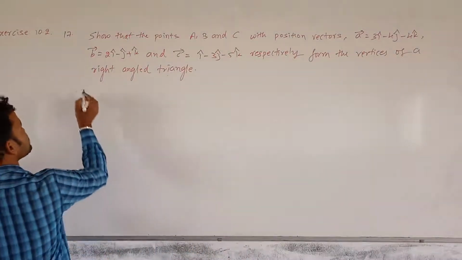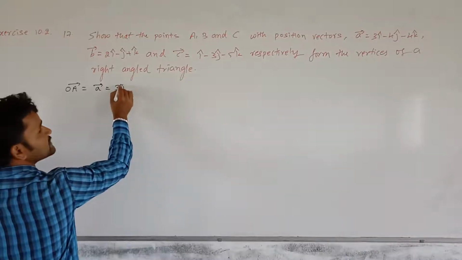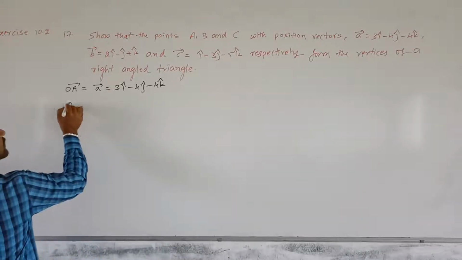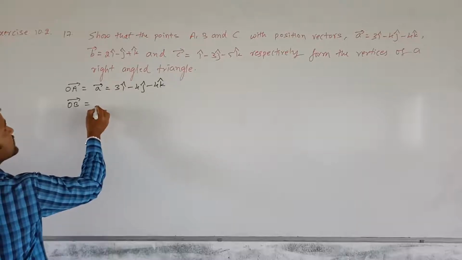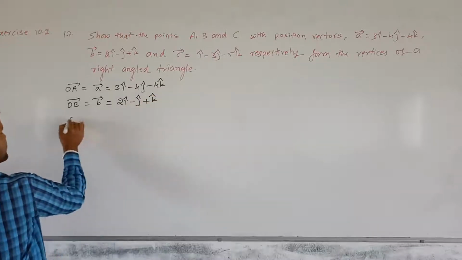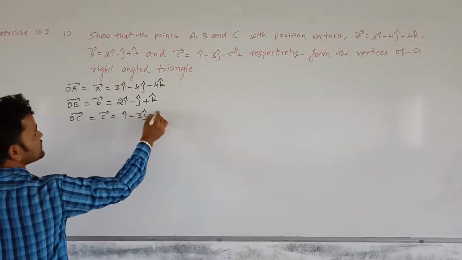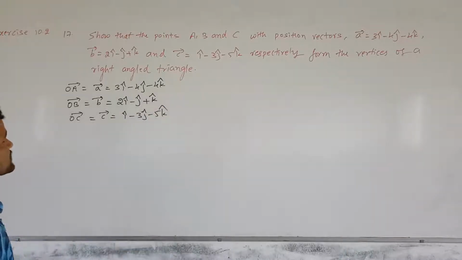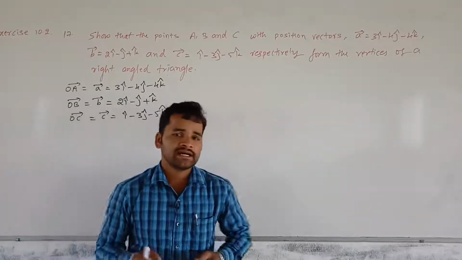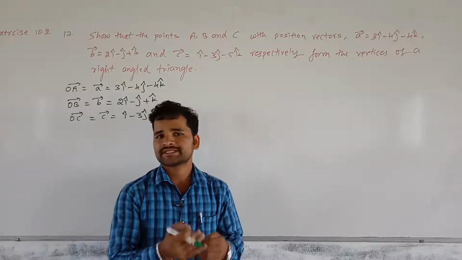Okay, now here what is vector OA? Vector OA is named as vector A, that is 3i minus 4j minus 4k. Next, what about the vector OB? Vector OB is the position vector of the point B, named as vector B. This is equal to 2i minus j plus k. And then vector OC is the position vector of point C, that is i minus 3j minus 5k. For a right angled triangle, we need the lengths of the sides of the triangle to use Pythagoras theorem. Hence let us find the vectors of the sides of the triangle.